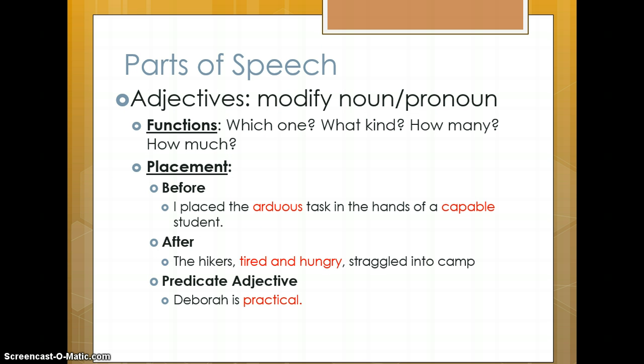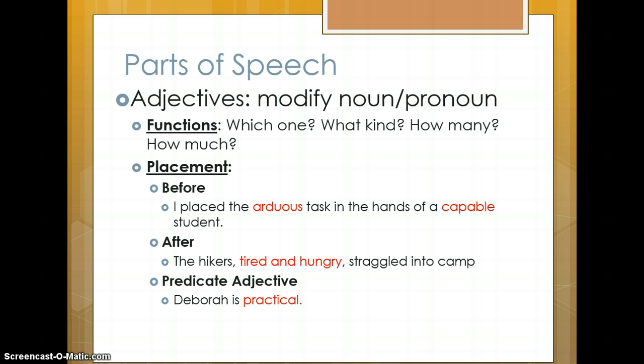Adjectives modify nouns or pronouns. At the basic level, you've heard adjectives referred to as descriptive words, and that is very, very true. But that's not enough to help us understand the function of adjectives. Adjectives answer a couple of questions: which one, what kind, how many, and how much. They can go in a couple of different places.